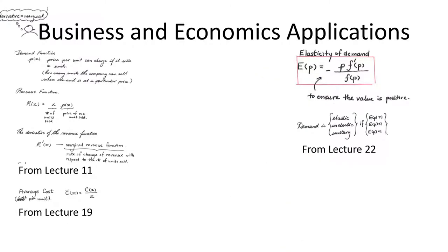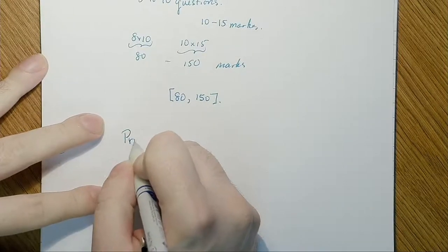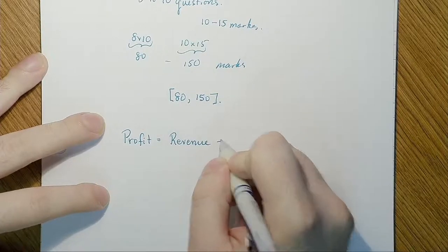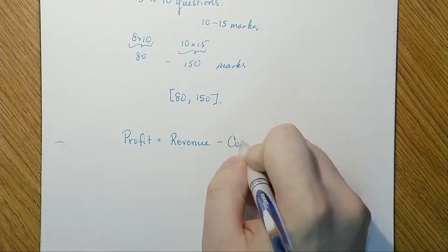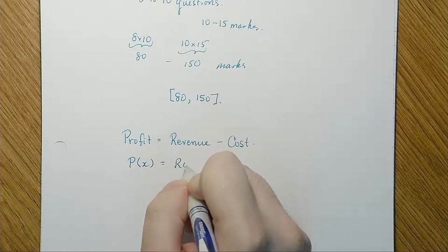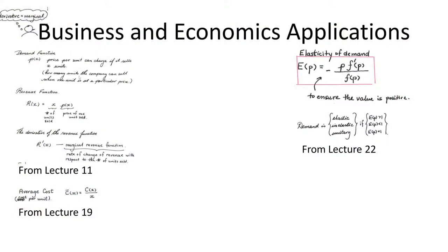Business and economics applications. We had the demand function, we had the revenue function, and we also had the profit function. Again, the profit function is the revenue, which is the total amount that is generated, minus the cost. So it could be expressed as P(x) equals R(x) minus C(x). This was from lecture 11.